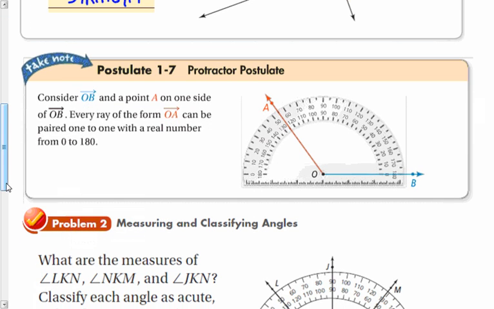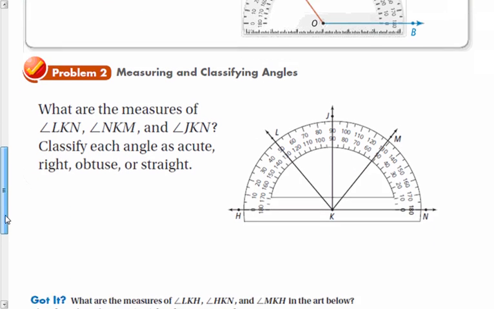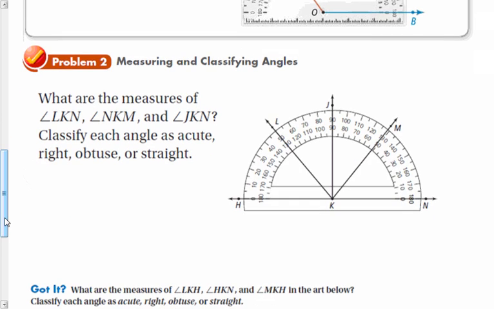All right, our postulate 1.7, the protractor postulate. Just like every point on a line has a number associated with it, a coordinate, every point on a protractor has a number associated with it, number of degrees from 0 to 180. So we're going to use that idea to help us do this. We want to know the measure of angle LKN.